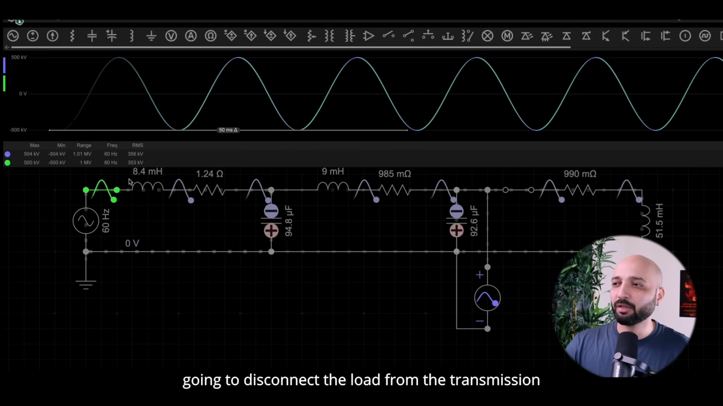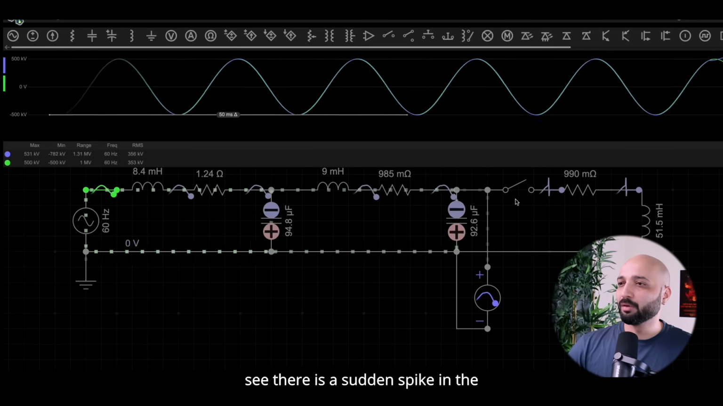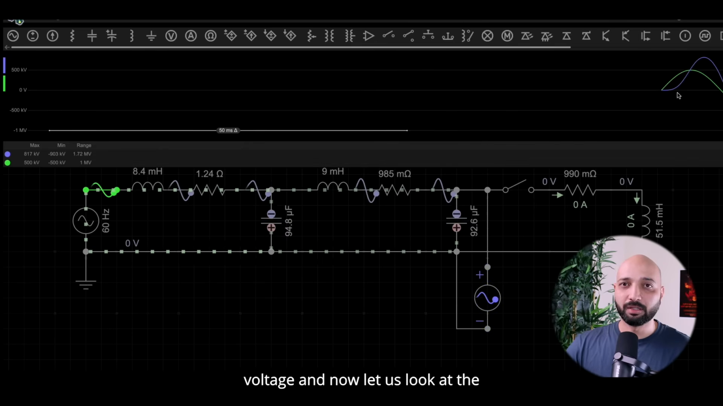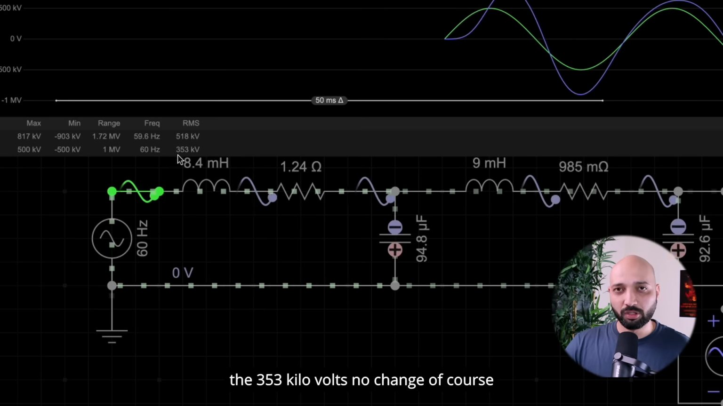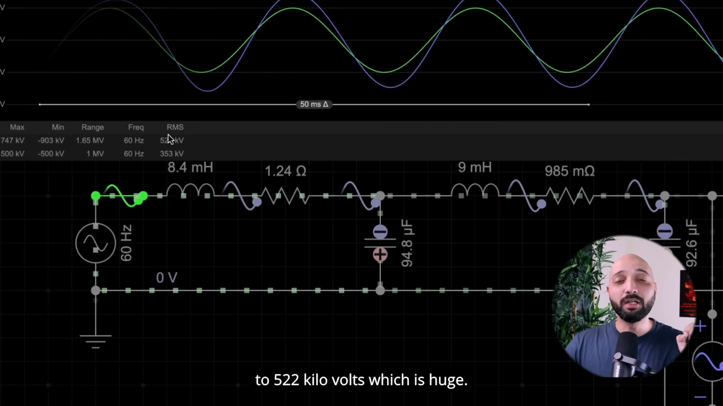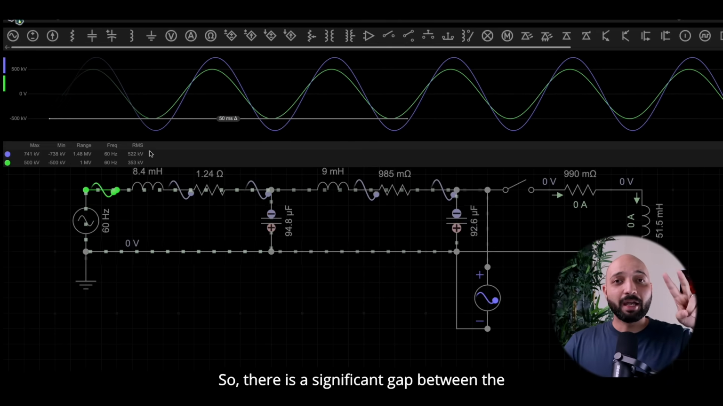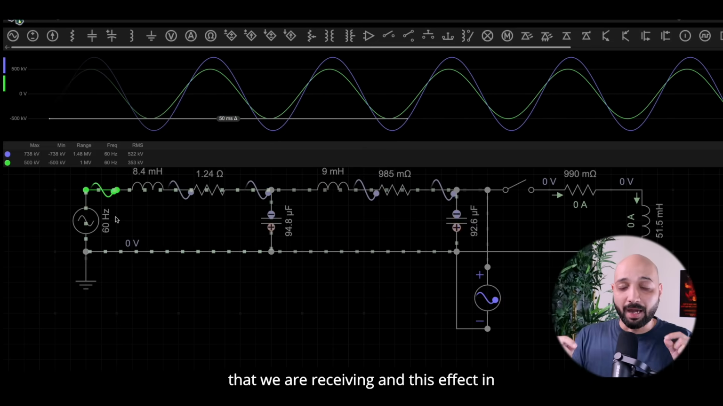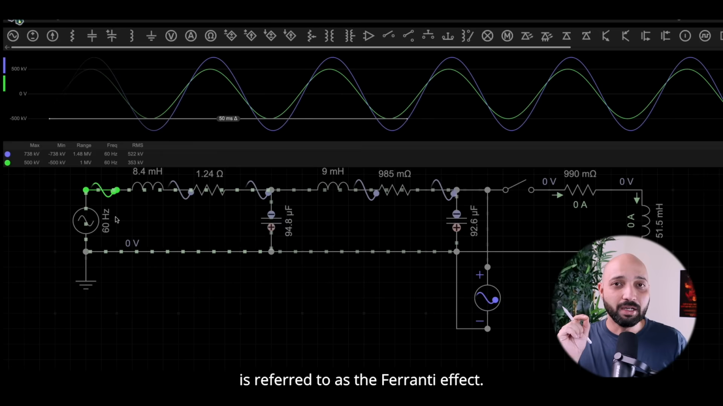Now I'm going to disconnect the load from the transmission line, and then you see what happens. There is a sudden spike in the voltage, and now let us look at the RMS value. So you see the sending end voltage is still 353 kilovolts, no change of course, but the receiving end voltage has gone up to 522 kilovolts, which is huge. So there is a significant gap between the voltage that we are sending and the voltage that we are receiving. And this effect in the power system is referred to as the Ferranti effect.